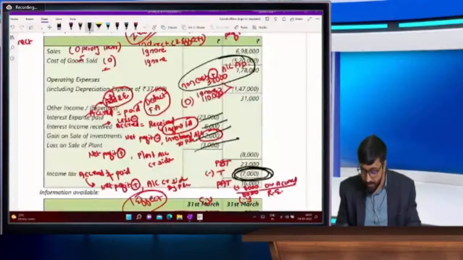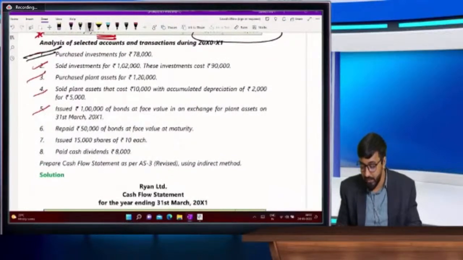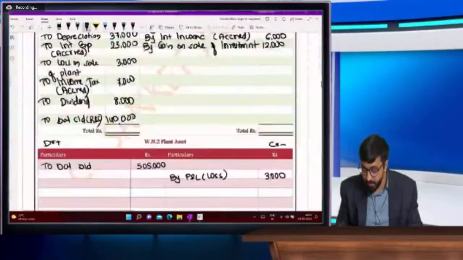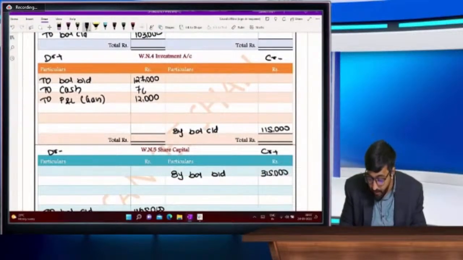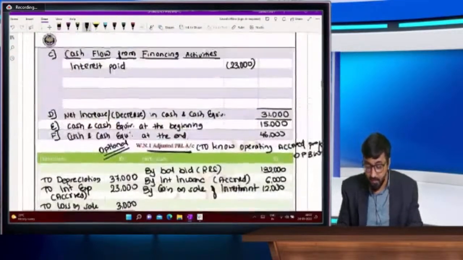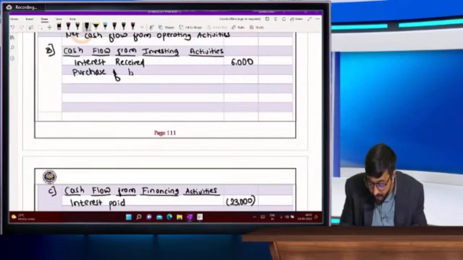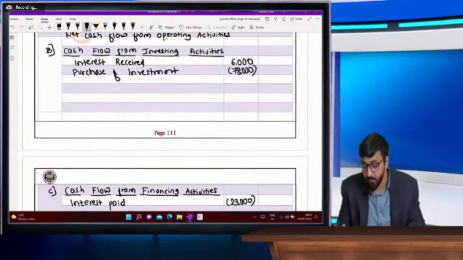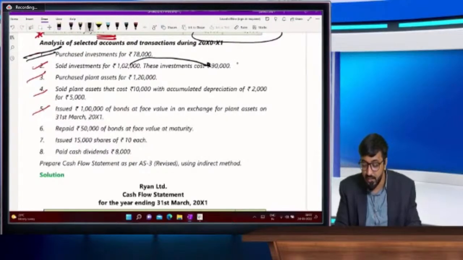Now one by one adjustment. Last 10 minutes. Purchase investment of 78,000. So what is the entry? Investment account debit to cash, investment to cash 78,000. And where to give second effect? Investing activity. Write down. Outflow. Purchase of investment. Two effects. 78,000 outflow.